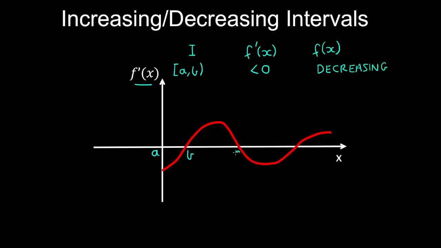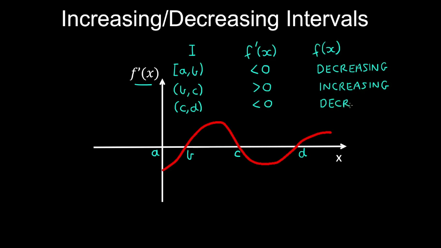And from b to c, the derivative is positive, so the function is increasing. And from c to d, the derivative is negative, so the function is decreasing. And so on. So the function increases after d.